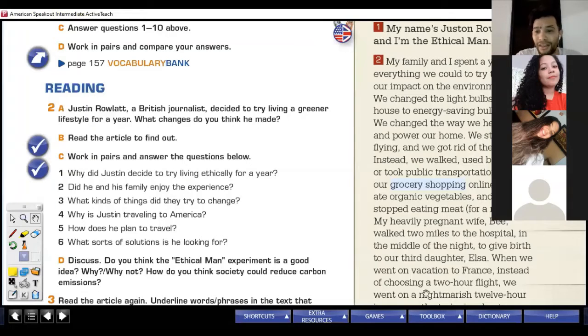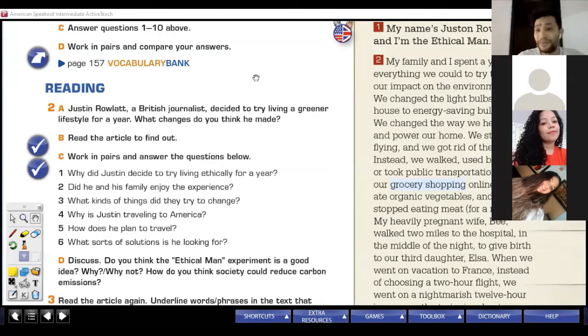Okay. This is more like they are talking about a journey. How to say this? I forget how to say that in Spanish. Viaje. Thank you. De noche, all right? Un viaje largo de noche. Okay. So, all right. Did he and his family enjoy the experience?